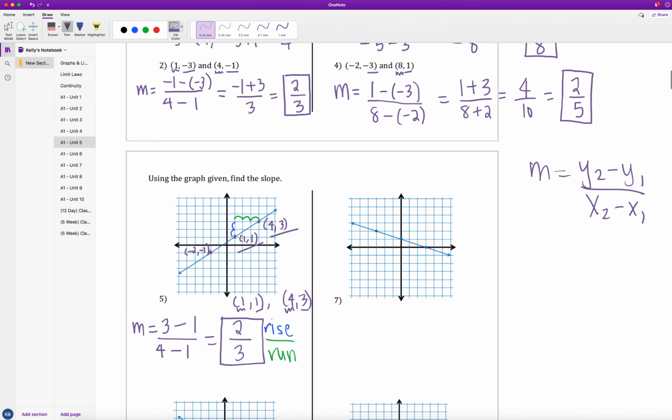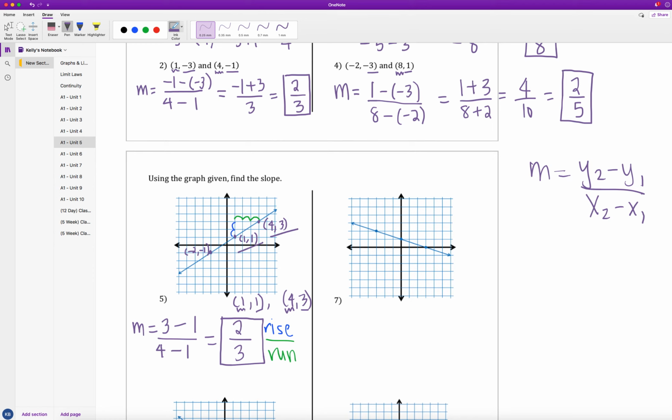Okay, let's actually jump to example 7 next, since we already have the graph up here. So this time we have a line that's sloping downwards. So why don't you guys pause the video and compute the slope on example 7 first. Okay, let's check it together.